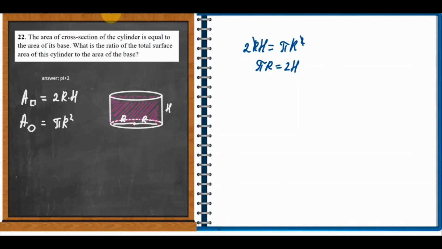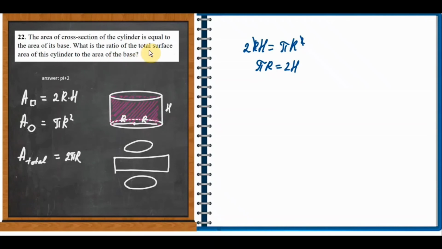What is the ratio of the total surface area? Here we need to know the formula of total surface. Let's imagine that when we open this cylinder, there are 2 circles and 1 rectangle, and the length of the rectangle is going to be the length of the circle. So it's 2πr, which is the length of the circle. Here it's 2πr multiplied by height. Height is the same height.